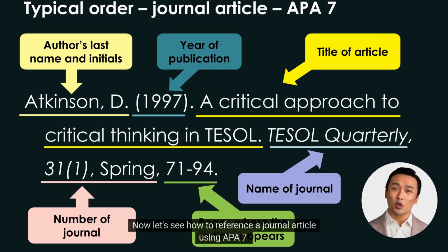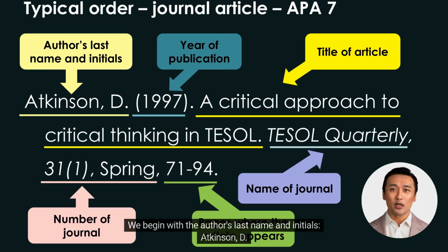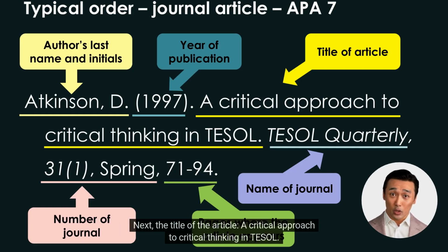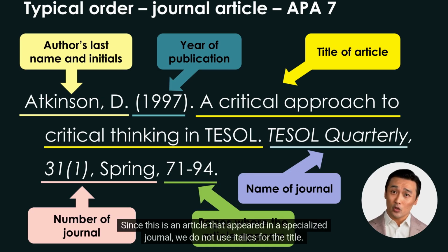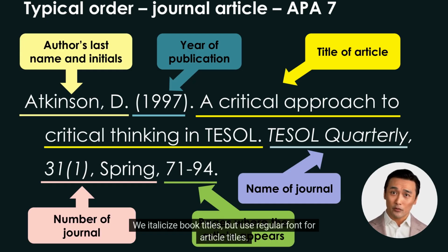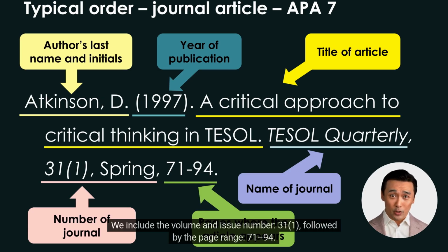Now let's see how to reference a journal article using APA 7. We begin with the author's last name and initials, Atkinson, D. Then the date of publication, 1997 in parentheses. Next, the title of the article, A Critical Approach to Critical Thinking in TESOL. Since this is an article that appeared in a specialized journal, we do not use italics for the title. We italicize book titles but use regular font for article titles. Then we add the source, the journal's name, TESOL Quarterly, and we write it in italics. We include the volume and issue number, 31-1, followed by the page range, 71-94.